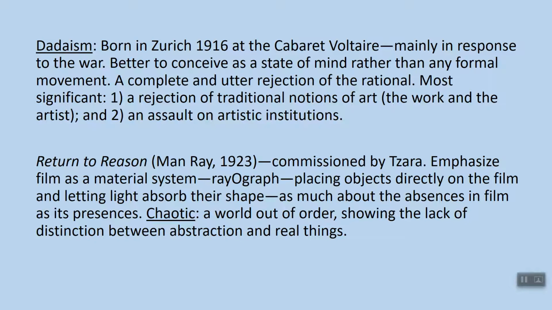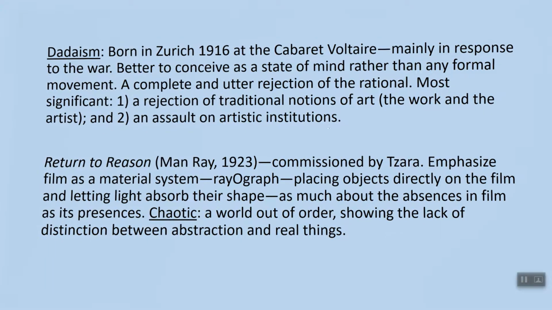This was commissioned by Tristan Tzara, and you'll see how it emphasizes film as a material system, this thing called the rayograph, where Ray would expose negative film and put objects directly onto it and then shoot light through it, so you get a reverse shadow of the objects. You'll catch this in the film, and just notice how chaotic it is, and starts blurring the boundaries of abstraction and real things. I would recommend many of these films to watch more than once, if you can.